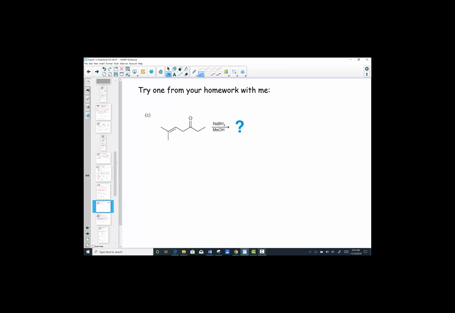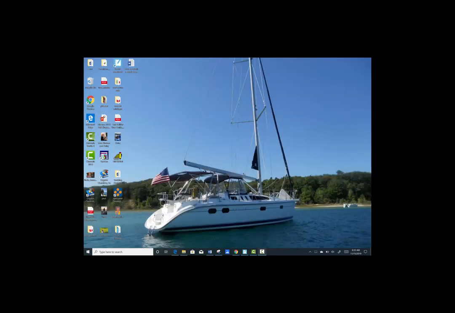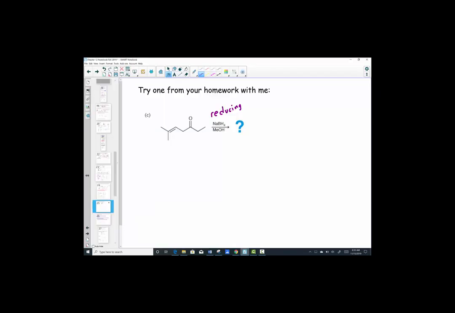Okay, here we have our reducing agent. This time we're using sodium borohydride along with a protonated solvent of just methanol. Here we have an ene. It's a pi bond, but this is a very selective reducing agent, and the selective reducing agent will not touch the pi bond in a double bond.